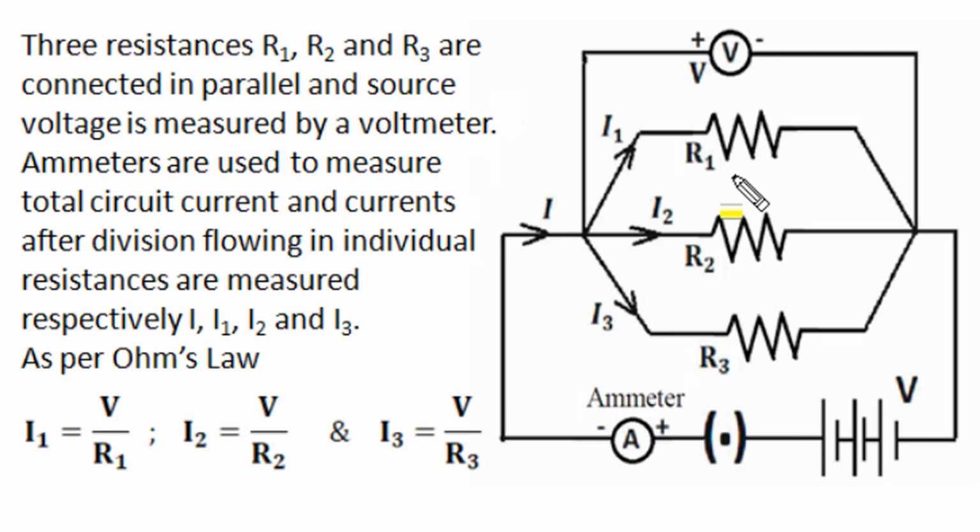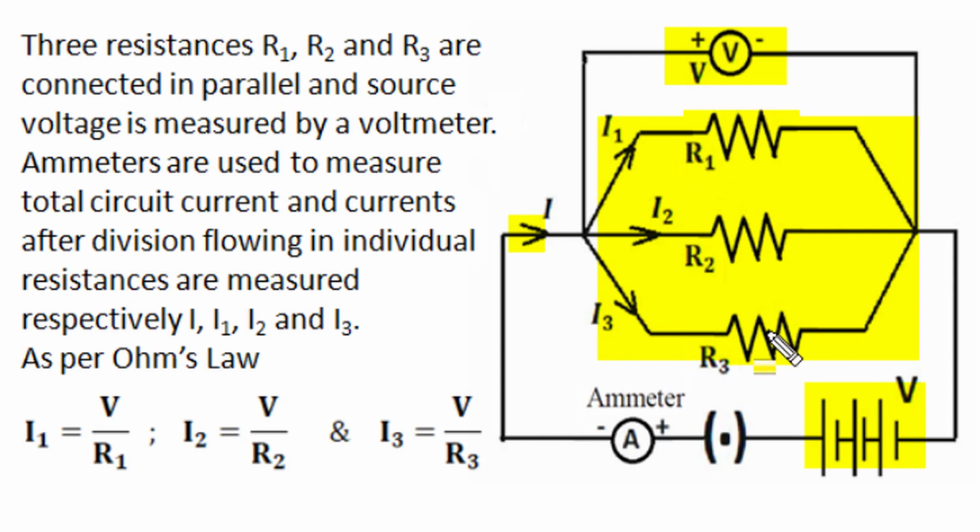Here in this circuit, three resistors R1, R2 and R3 are connected in parallel, and a source of V voltage is applied across this combination, and the voltage is measured by a voltmeter, and ammeters are used to measure the total current and respective branch currents, and the branch current in resistance R1 is I1, in resistor R2 it is I2, and in resistor R3 it is I3.